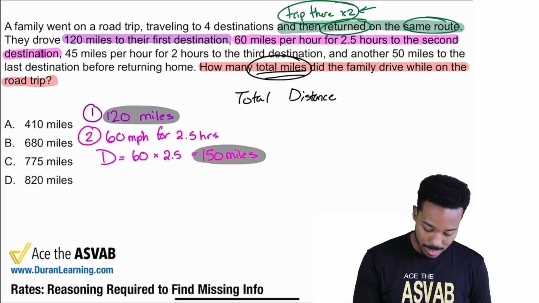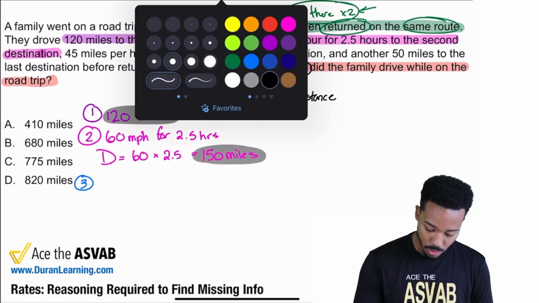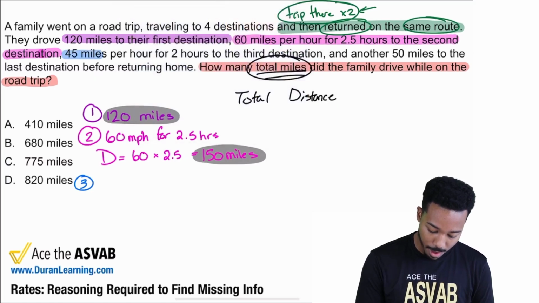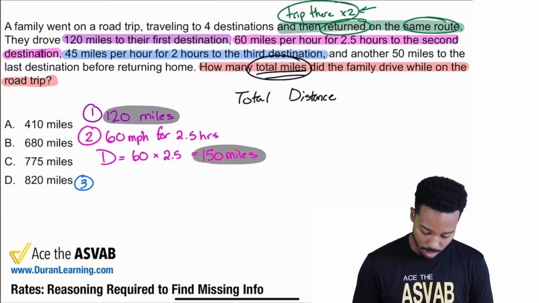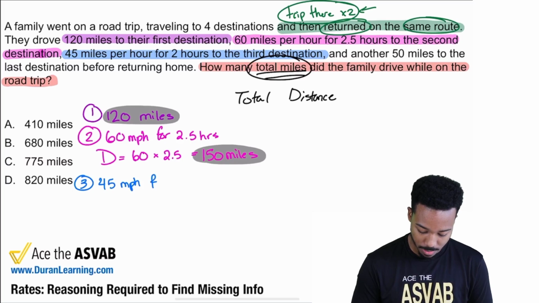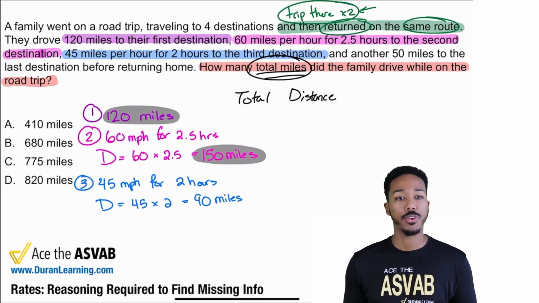Here we go. Destination number 3. I'm using blue now. Let's get it done, gang. So here we go. 45 miles per hour for 2 hours for the third destination. Same deal, right? 45 miles per hour for 2 hours. What's that going to be? Distance equals 45 times 2. That is 90 miles. So that's 90 miles for that third destination.